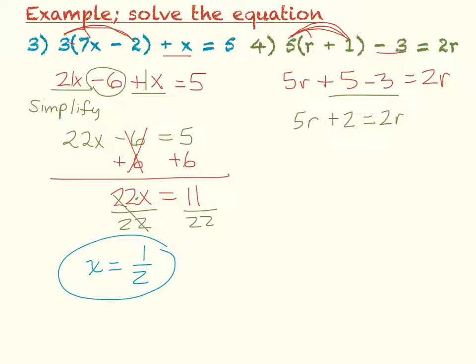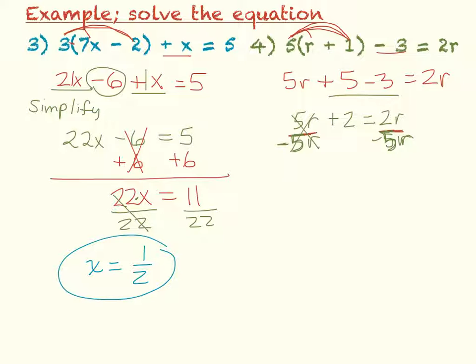Now I can put my 5 and my minus 3 together, giving me 5r plus 2 equals 2r. So now I have an extra step where I have my r's on separate sides. I want to bring my r's to the same side and everything else on the other side. So I'm going to subtract 5r from both sides. The reason I'm subtracting 5r is because I want the r's to be by themselves on one side, so I want this 2 to stay on the other side.